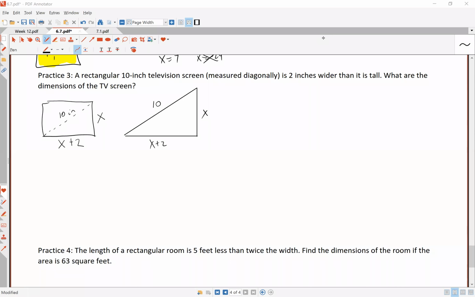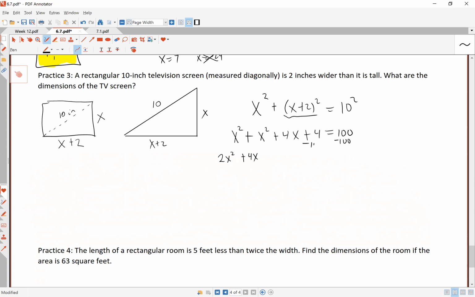Okay, so yes, we'll determine that this is not such a large TV. We have one leg is x, we square that. The other one is x plus 2, and we square that. And that's equal to the square of the hypotenuse. Remember, when you FOIL out a binomial, x times x is x squared, x times 2 is 2x, plus another 2x is 4x, plus 4 equals 100. x squared plus x squared is 2x squared, plus 4x. When we subtract 100 from both sides, we get negative 96.